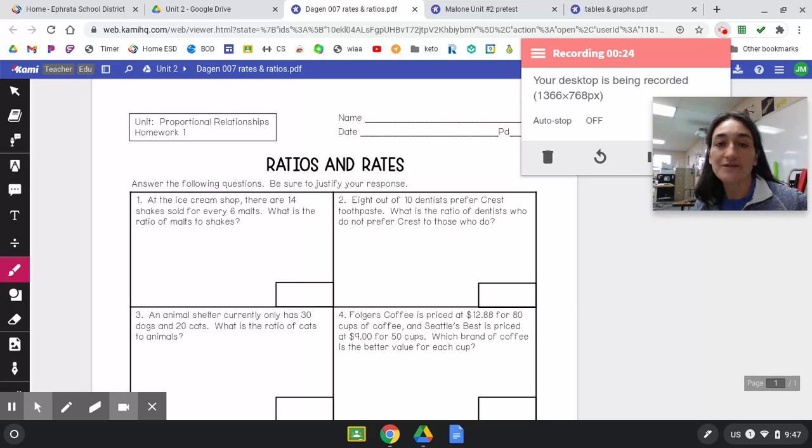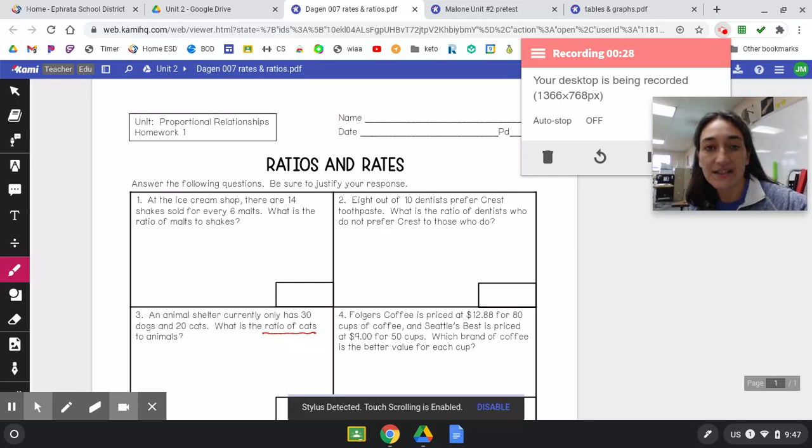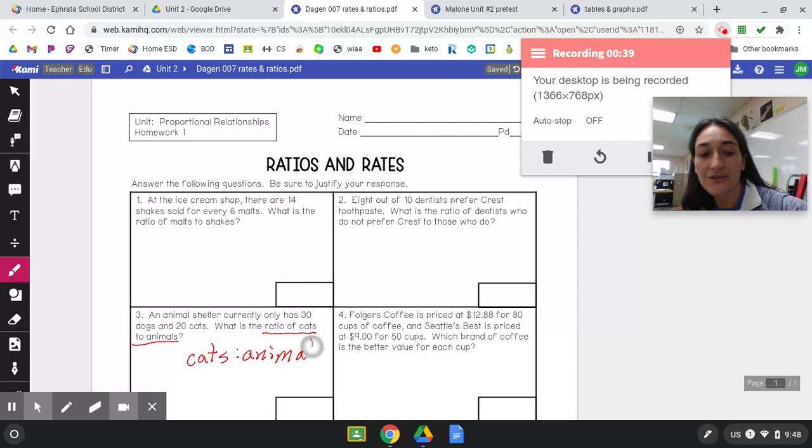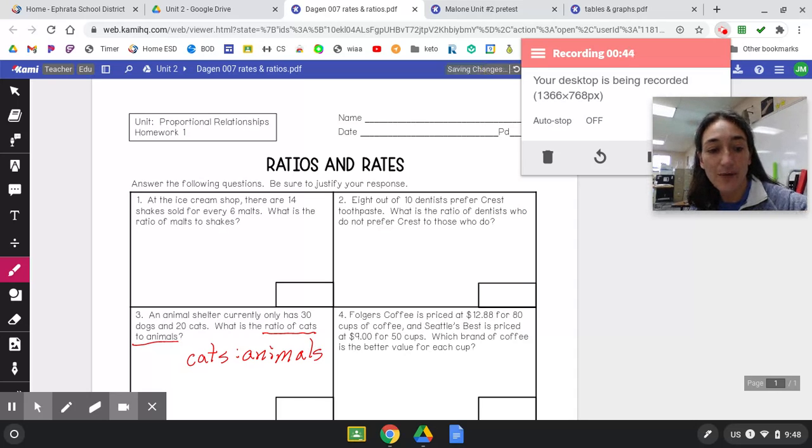cats. What is the ratio of cats to animals? Pay attention to what the ratio is asking for. We're asking for cats to animals. Okay. Order matters. So we need cats first and then animals second. The other important information is that they need to be simplified if possible.